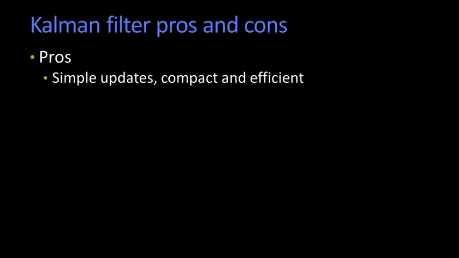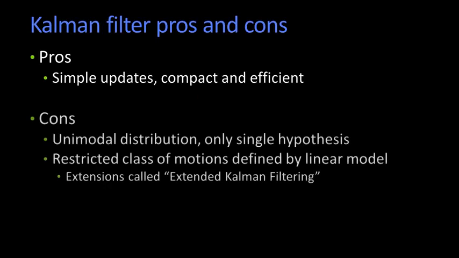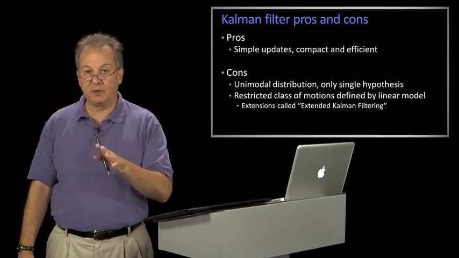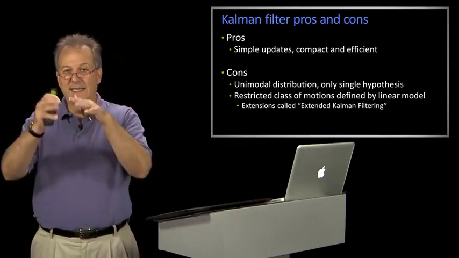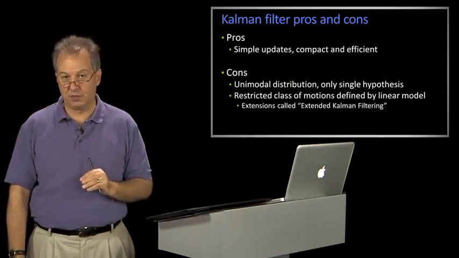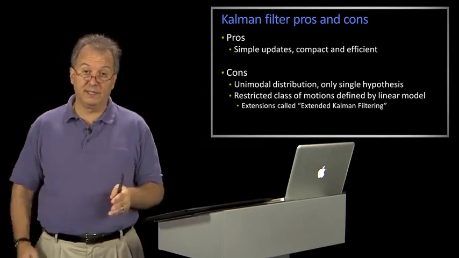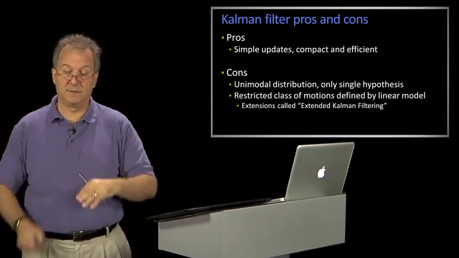We said nice things about it: it's simple, it's compact, it's efficient, and it's very easy to spell. The cons of it are, in fact, maybe I should have listed these in the other order. Here it says, we'll say there's sort of a restricted class of motions defined by the linear model. The linear thing we can get around by using what's called an extended Kalman filter. A much bigger problem is it's got this nice unimodal distribution assumption. You're assuming the world really is a nice Gaussian of some uncertainty.